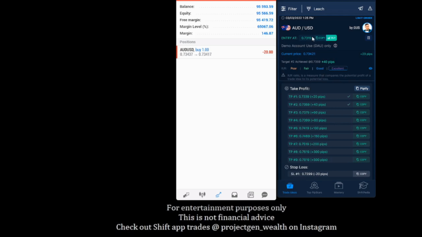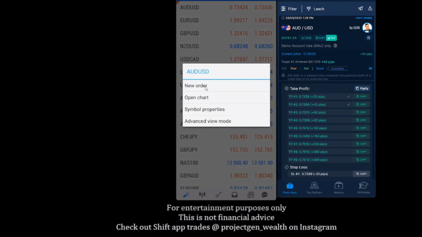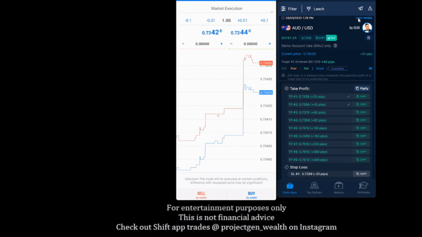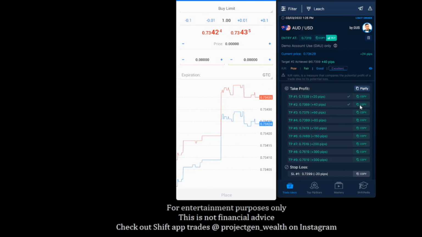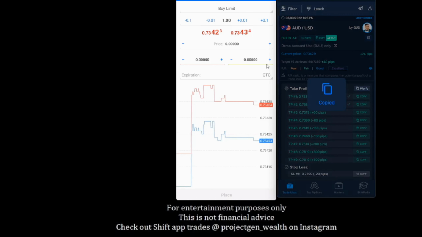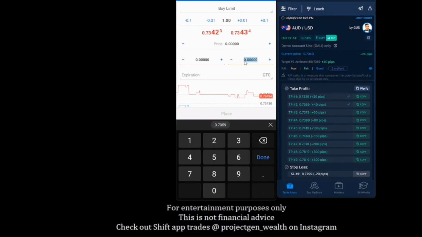So in this example, this is a buy. So what you would do is you would put in a new order, and this is a buy. So you would just go to buy limit, and then you would just go to copy take profit 2. Oh, excuse me, take profit. Yeah, you would go to take profit 2.